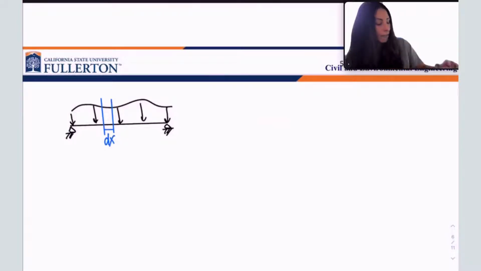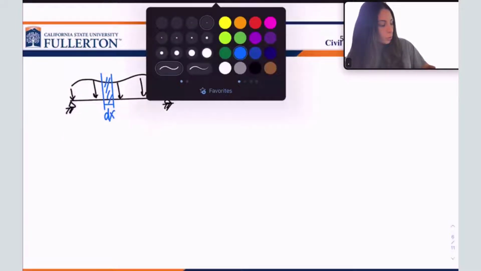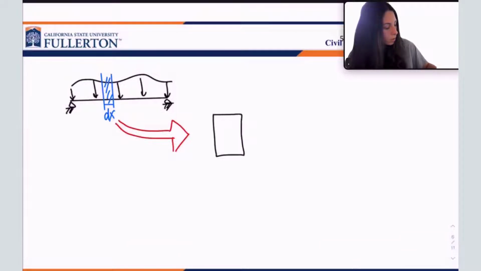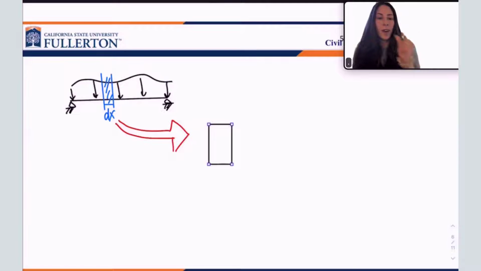And now I have this cut here, right? I'm making this tiny little cut. I'm going to zoom in on this cut, and I'm going to draw it here for you. Why is my rectangle not forming? Let's try this one more time. There we go.